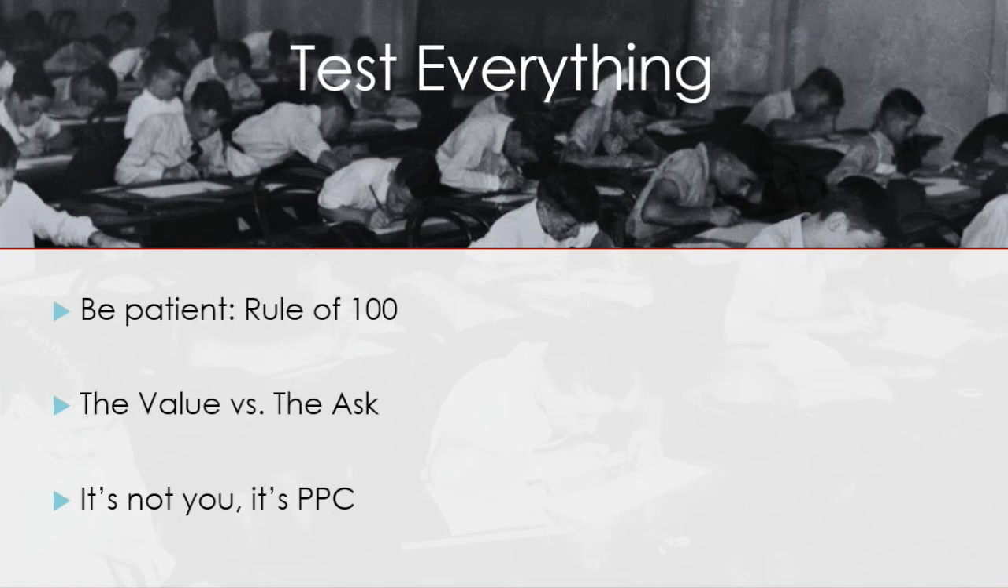So if there's an A landing page and a B landing page, you should have a minimum of 200 users total, 100 on each, and then you can see which one is working better. So wait until you have a rule of 100.